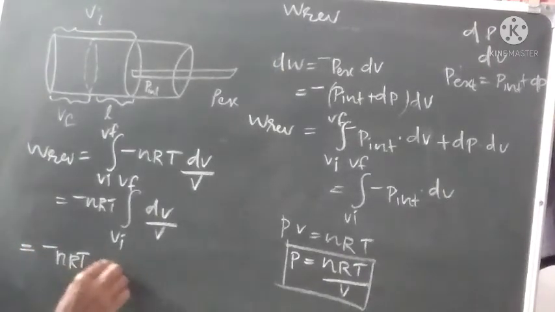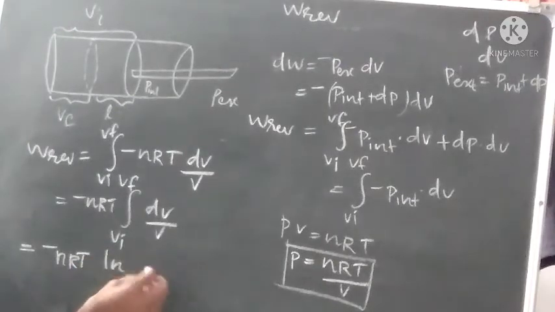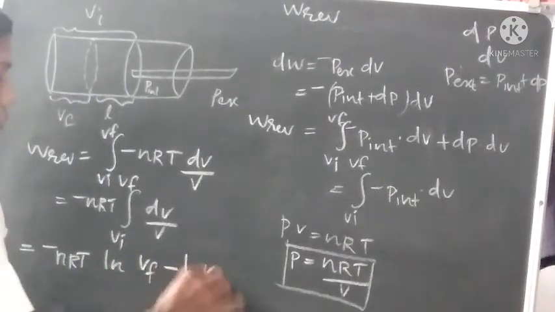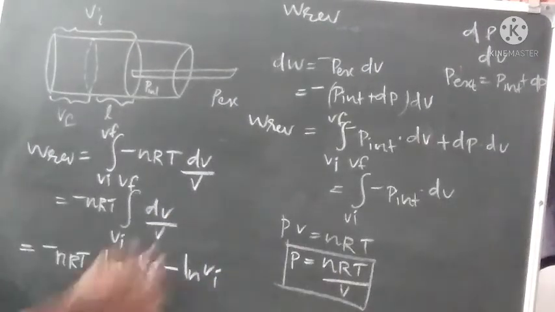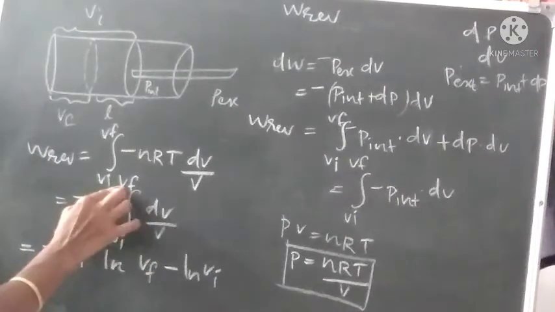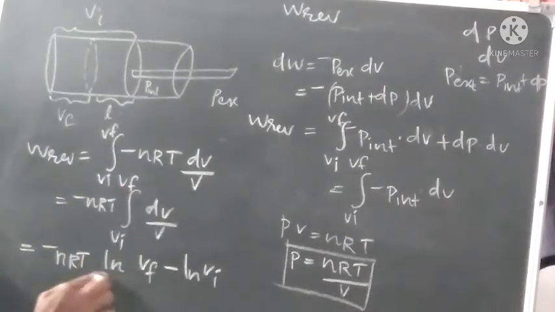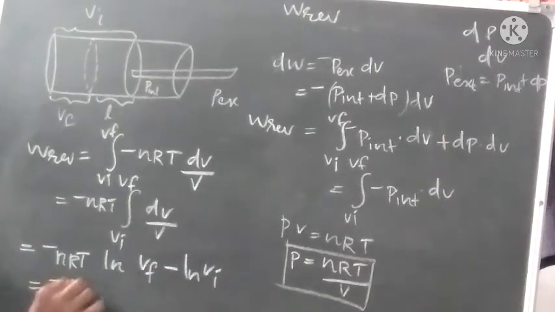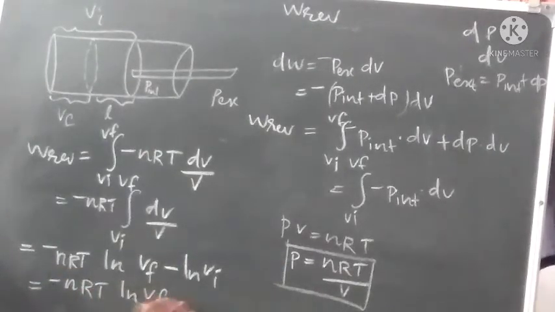That we can write like this: minus nRT (ln VF minus ln VI). When we are integrating dV by V from the lower limit VI to the upper limit VF, we get minus nRT (ln VF minus ln VI). This ln represents natural log. Now this we can write like this: minus nRT ln VF by VI.